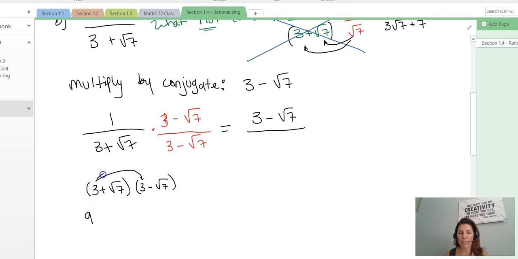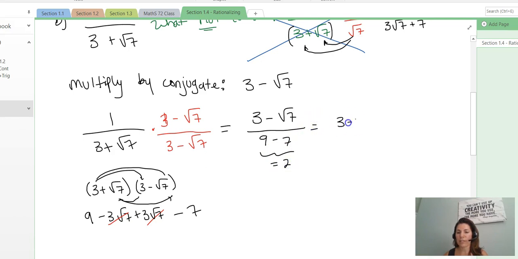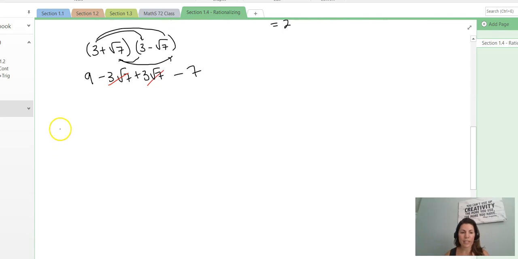If I have 3 plus root 7 times 3 minus root 7, the first terms, 3 times 3, is 9. The outer is minus 3 root 7. Then the inner is plus 3 root 7, and minus the last, square root of 7 times square root of 7, which is 7. Notice that our middle terms go away, which is what we want. So once I multiply this, I get 9 minus 7, which is 2, a rational number. So I get 3 minus the square root of 7 over 2. We started with an irrational number in the denominator, and now we turned it into a rational number. That's what it means to rationalize. So let's try a third example.